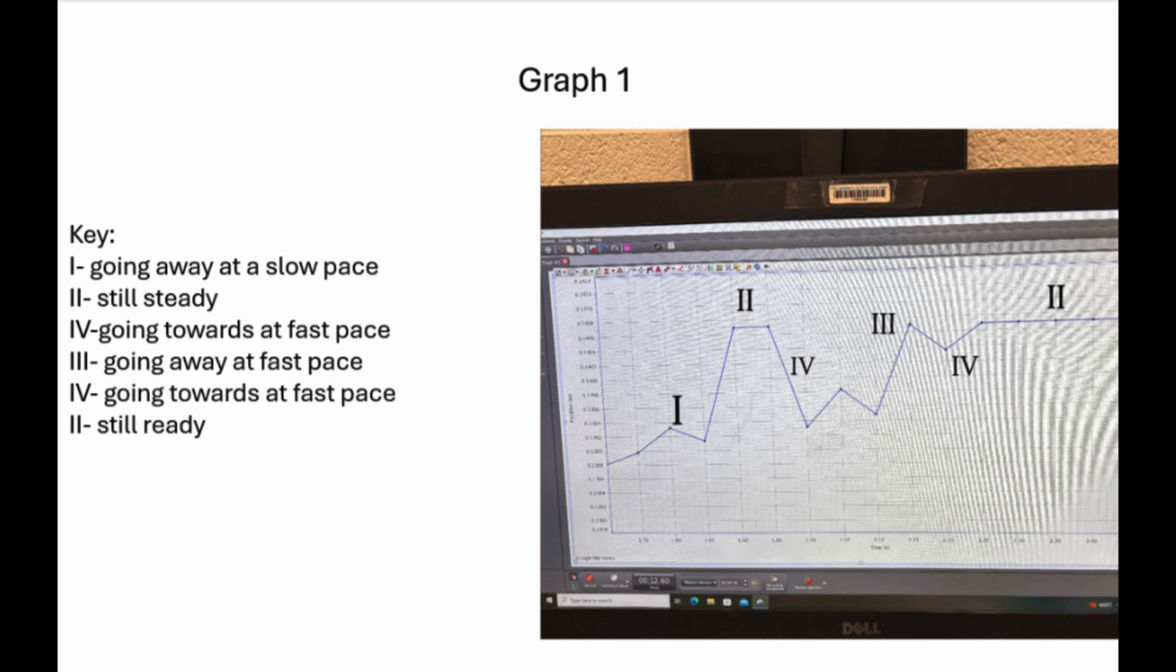Finally, the graph returns to region 2 where the line flattens again, which means the object becomes still and steady once more, staying at a constant position until the end of the graph.